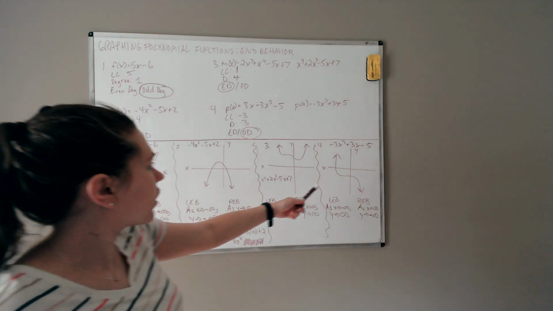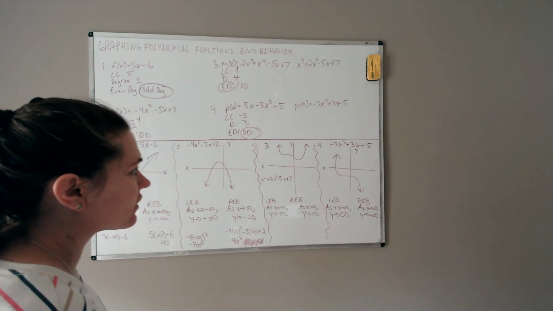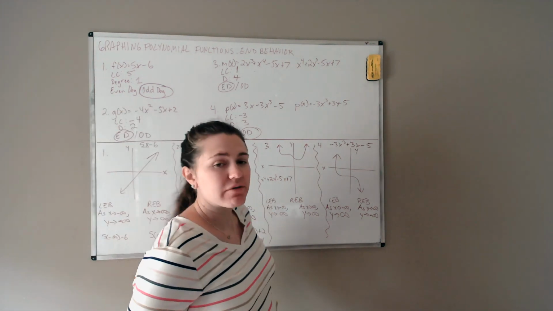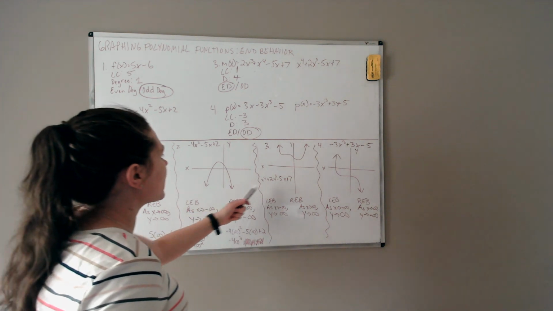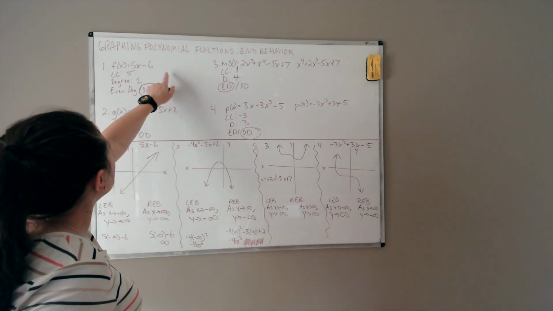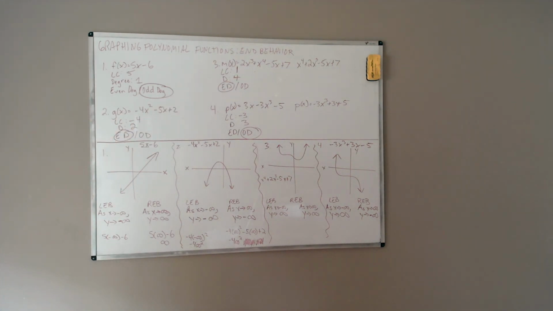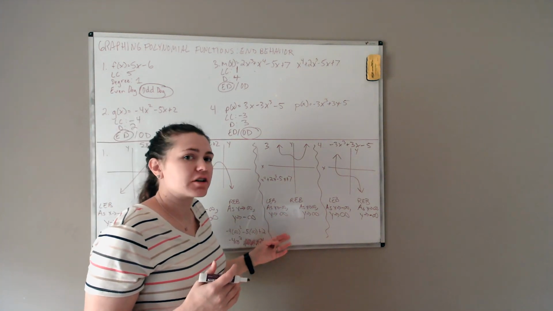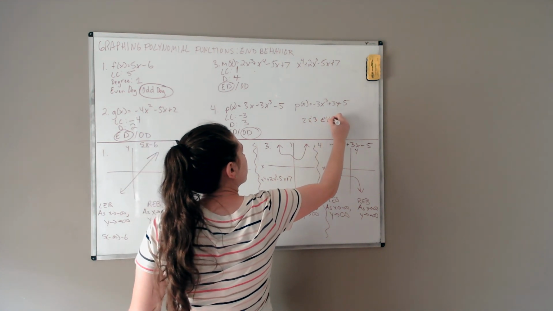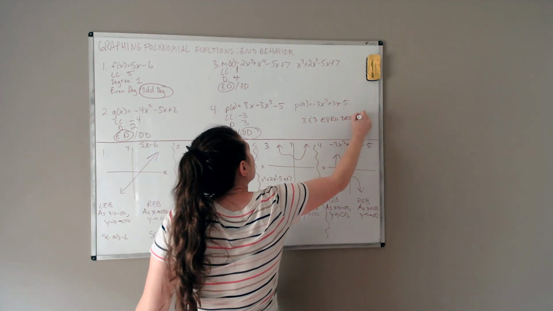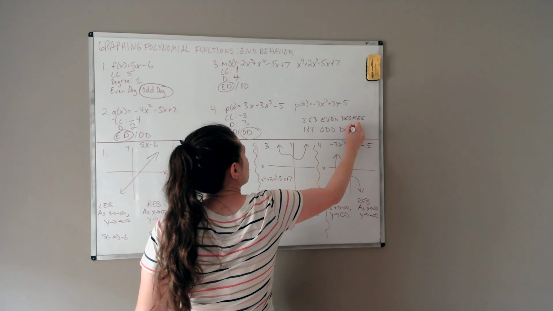1 and 4. The end behaviors went in opposite directions. And 2 and 3, the end behaviors went in the same direction. 1 and 4 have something in common, and 2 and 3 have something in common. What is that they have in common? That is the fact that 2 and 3 are even degree, and 1 and 4 are odd degree polynomial functions.